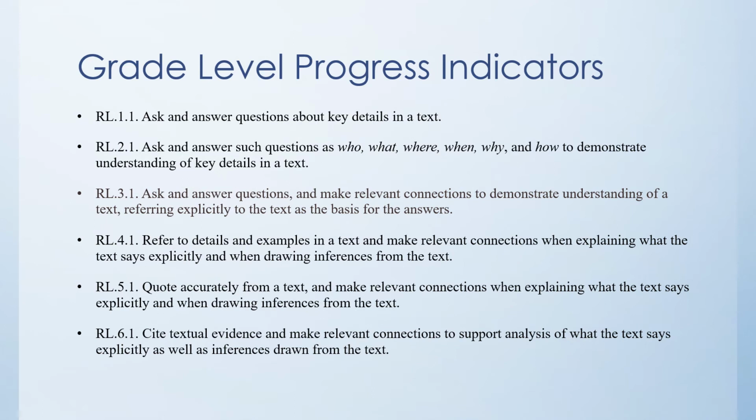In fifth grade, this standard adds quoting so that we actually quote from the text. And in sixth grade, we cite textual evidence. So we teach children how to make citations. So you can see that it's the same standard, but it gets more complicated through each grade level. So when you're creating your lesson plans, you want to use this grade level progress indicator. You choose the grade, you go to the correct grade level for your standards, then you go to reading literature, and then you pick which grade level progress indicator you're going to use in your lesson.